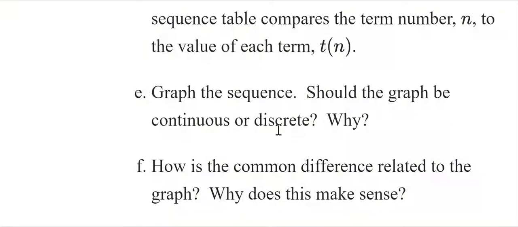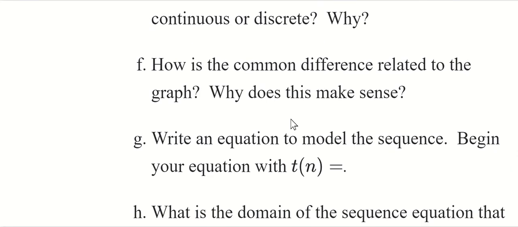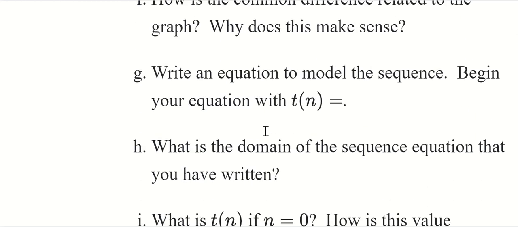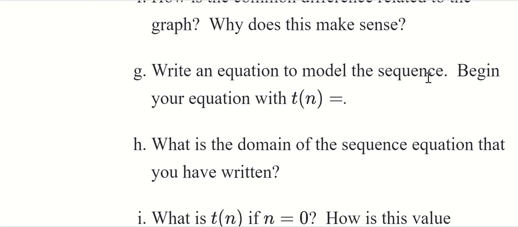Should the graph be continuous or discrete? Why? How is the common difference related to the graph? Why does this make sense? So the common difference has an attribute that shows up in the graphs. What is that?